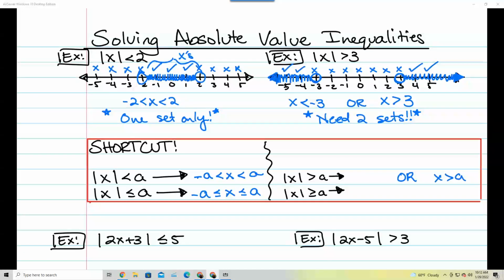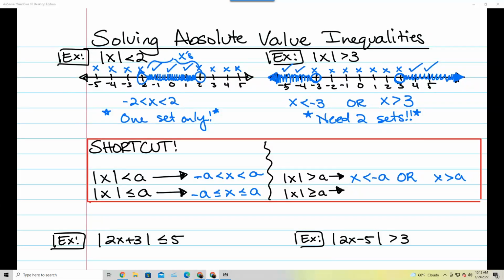When I say switch, I mean this is going to turn into a less than, this is going to turn into a -a. Keep, switch, switch. So let me go ahead and write that inequality. I'm going to keep the x, I'm going to switch the greater than to a less than, and I'm going to switch the a to a -a. That is going to be my shortcut for absolute values that have the greater than or equal to sign.